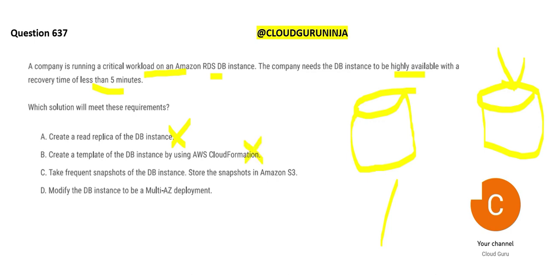Now option C says, take frequent snapshots of the database instance and store the snapshots in S3. Again, this will not serve the purpose in this case. You will take frequent snapshots and then recover, and there are a lot of steps. This will not meet the requirement. Why do you take frequent snapshots? Because you may want to go back to the original state of the application.